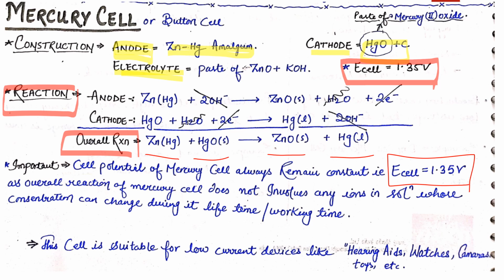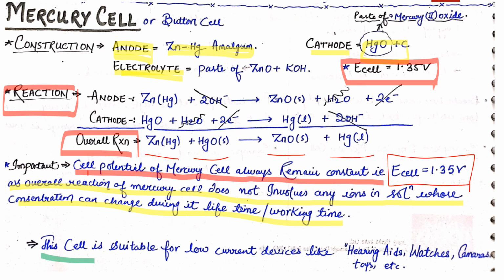The cell potential of a mercury cell always remains constant, as the overall cell reaction of a mercury cell does not involve any ions whose concentration can change during the lifetime of the working of the cell. This cell is suitable for low current devices, such as hearing aids, watches, cameras and toys.